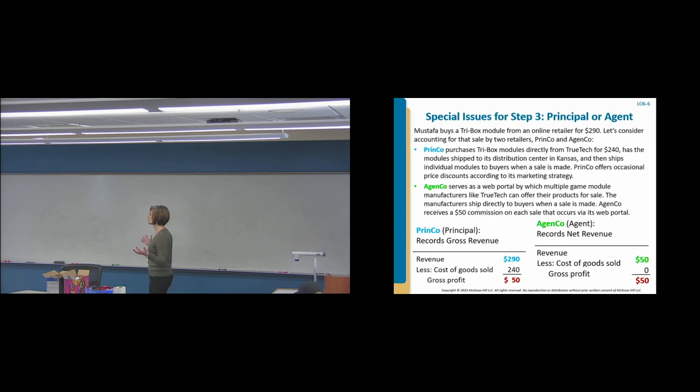So again, pretty straightforward. Talking about Principal Company, they sell online for $290, it costs them $240, so their gross profit is $50. Sales minus cost of goods sold, so they would have two journal entries. For Agency, they just get a commission of $50. So they have revenue of $50, they do not have cost of goods sold if you're looking at those side by side. The net result is exactly the same, right?